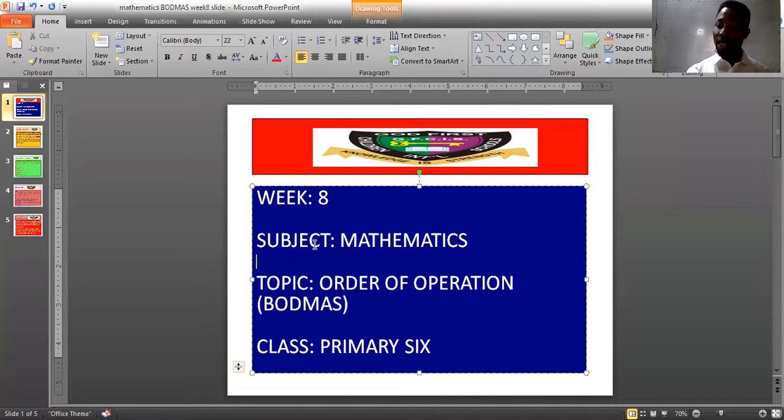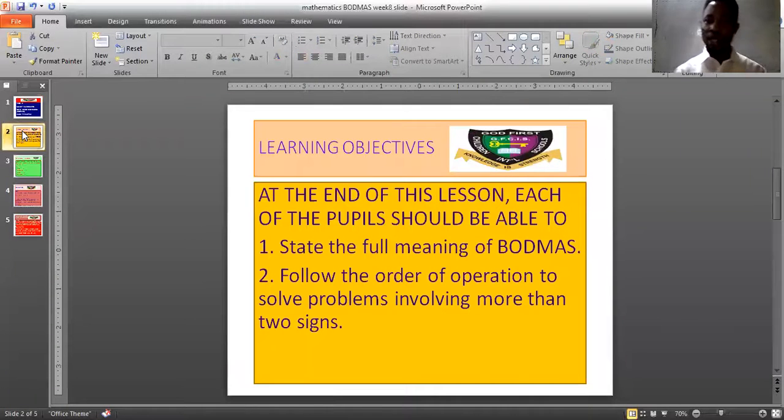This topic is for primary 6 and is for week 8. But before we go ahead, let's go to the learning objectives. Like I keep telling you, the learning objectives are those things you are expected to have learned at the end of this lesson, or at the end of each lesson that is taught.